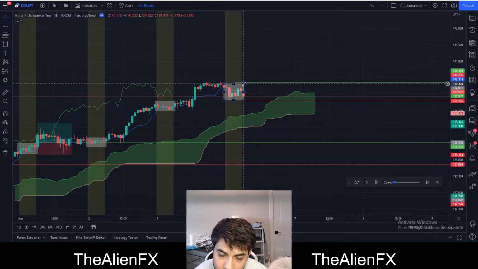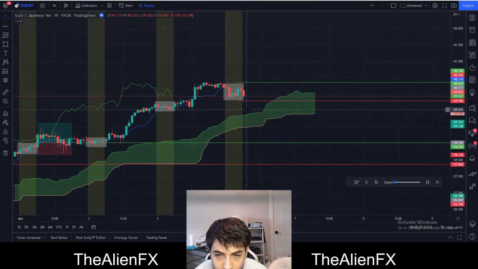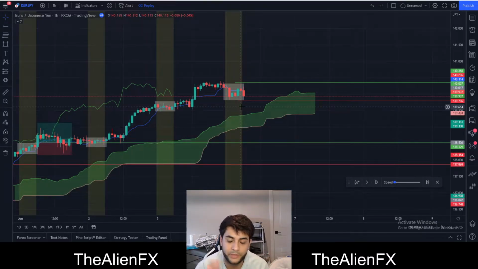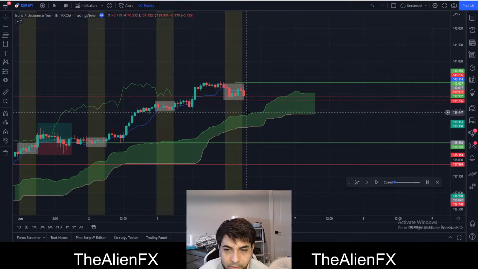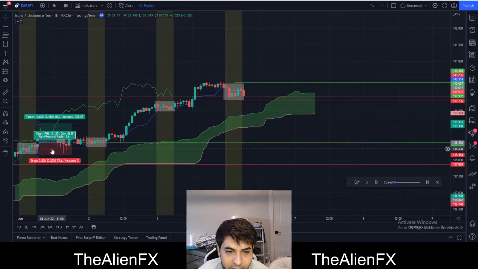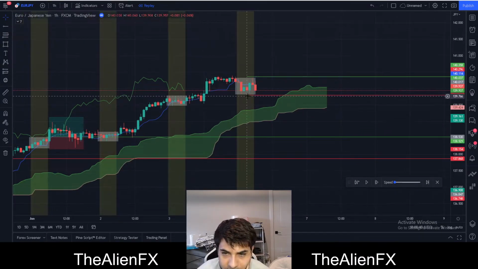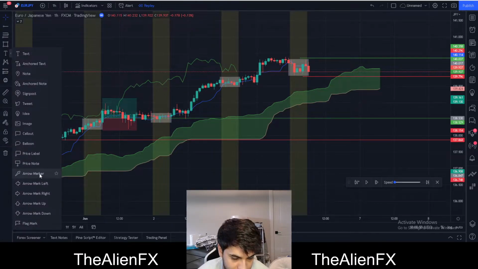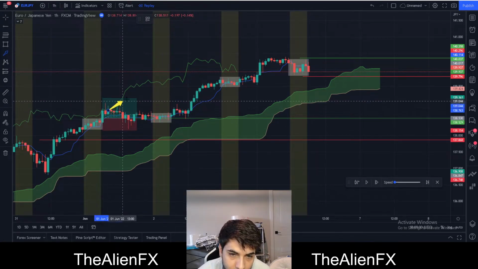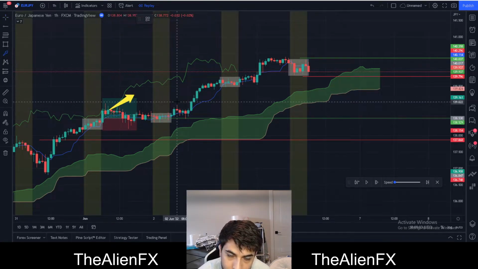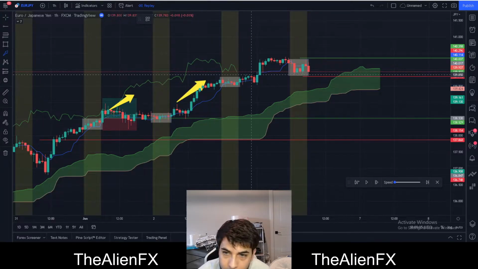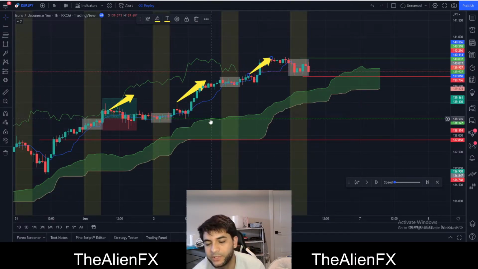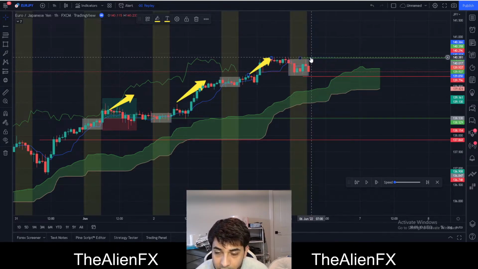So you can see if it breaks the zone here, it'll go long. If you also want to make sure you're taking a good position, make sure it's above the green cloud, and look back a couple days. We like to go back the last 3 days of the zone. It broke, it went up. It broke, it went up. It broke, it went up. So we can say every time it breaks the Tokyo session, it goes up.